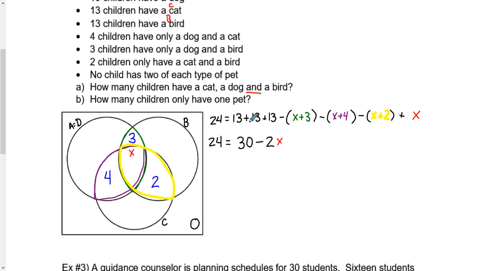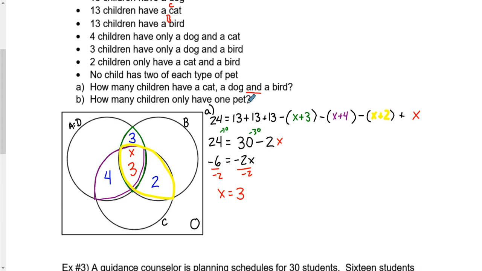Now we can do grade 7. Subtract 30. Get negative 6 is negative 2x. Divide by negative 2. And for our answer to A, how many have a cat, dog, and a bird? 3.